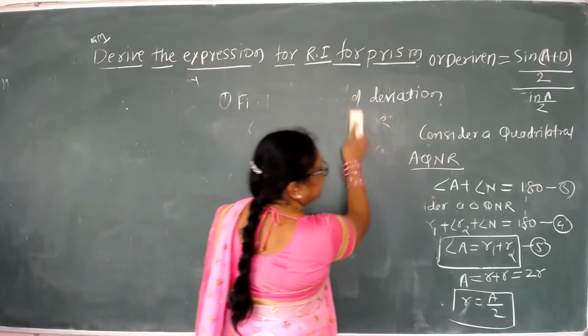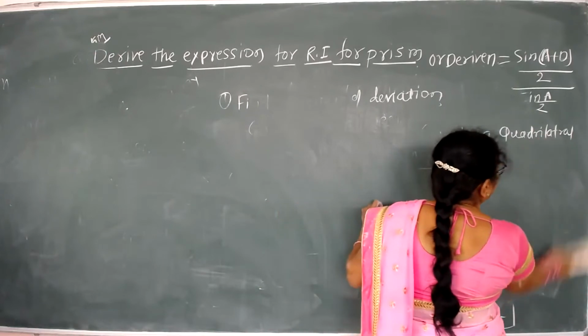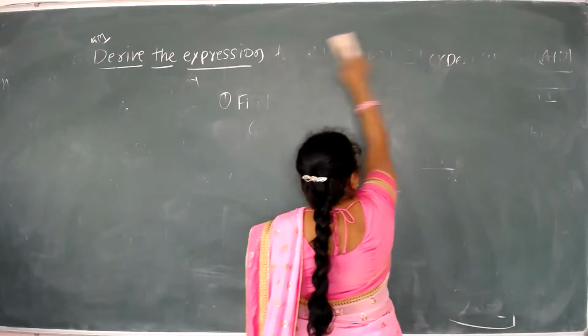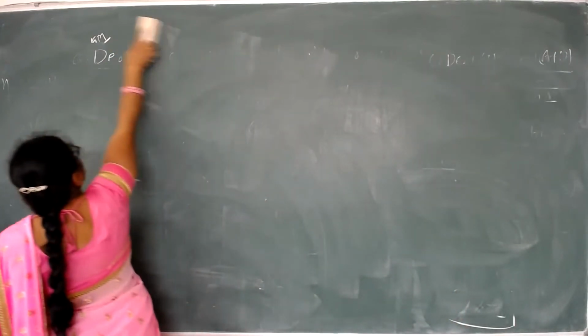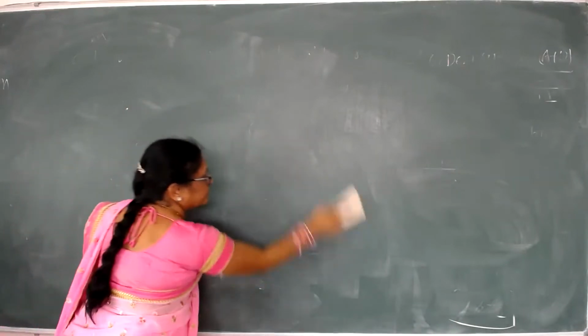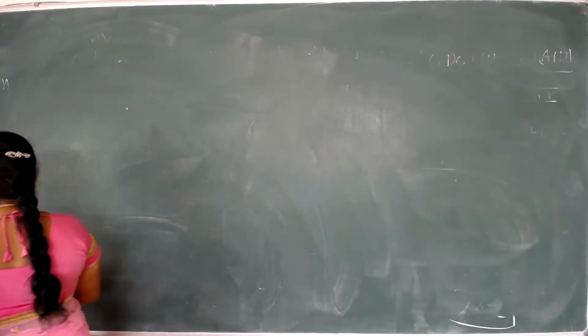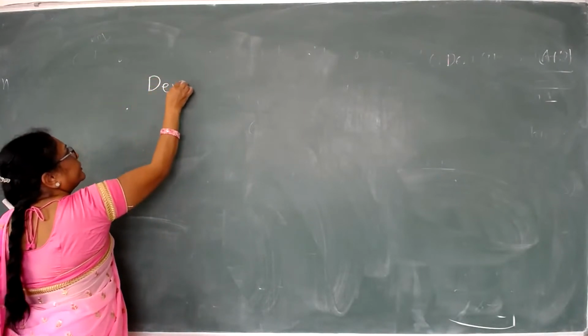Then we derive the expression for the deviation due to the thin prism. A thin prism is a prism whose angle of prism is very small. That prism is known as a thin prism. Deviation due to the thin prism.